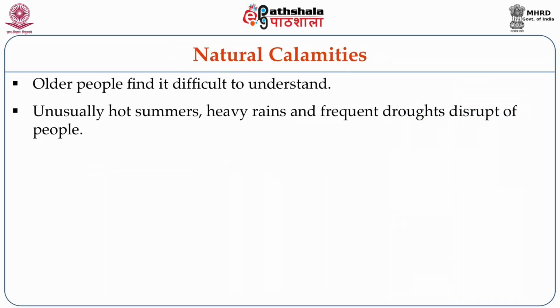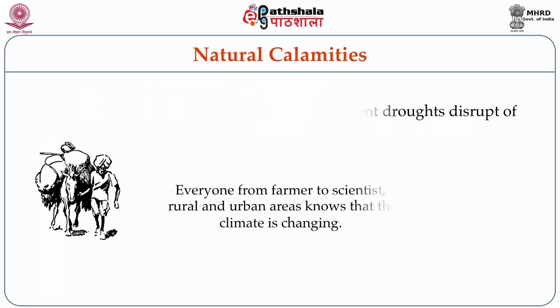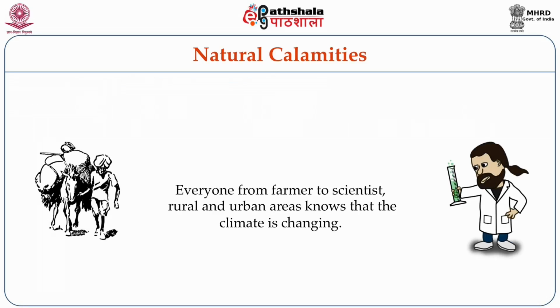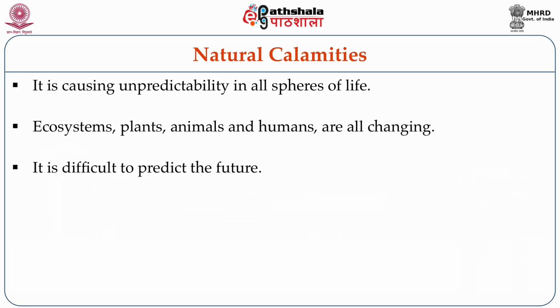Older people find it very difficult to understand what is causing these changes. Unusually hot summers, heavy rainfall, frequent droughts disrupt the life of people. Everyone, from farmer to scientist, in rural and urban areas, knows that the climate is changing. It is becoming more and more unpredictable all the time. Ecosystems, plants, animals and humans are all suffering from the climate change. It is now very difficult to predict what the future will hold for us.